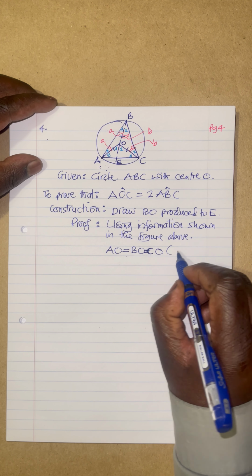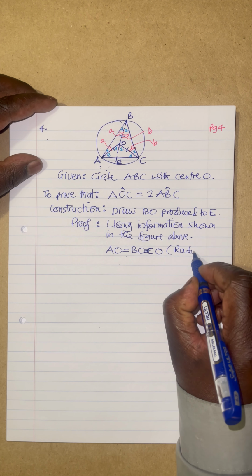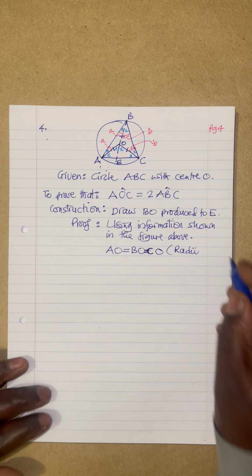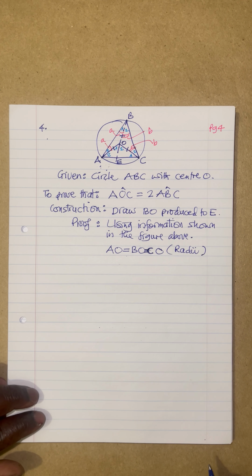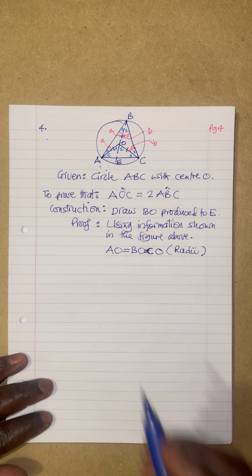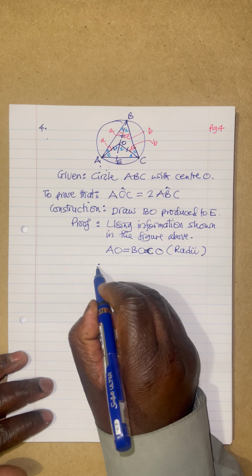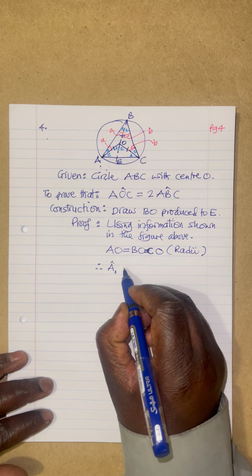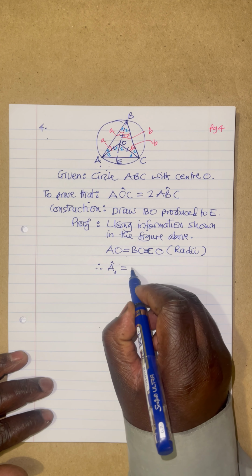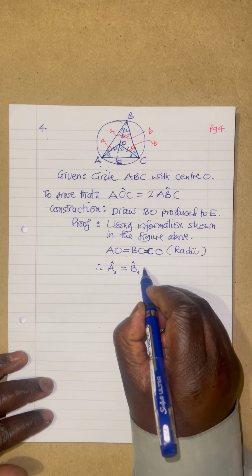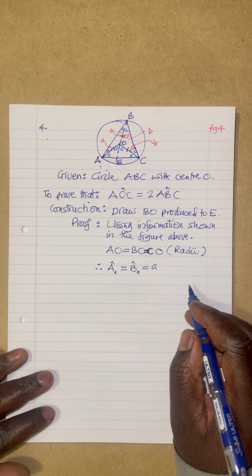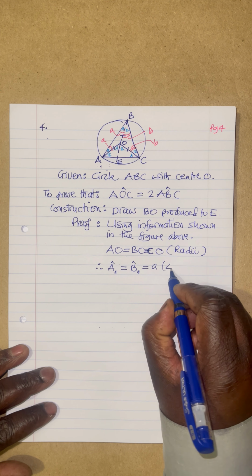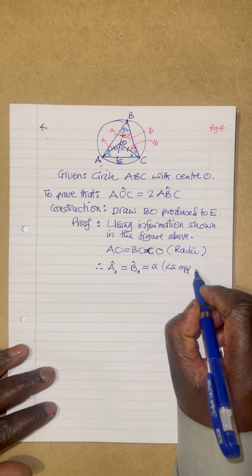Why is this the case? These are radii. And we know that we constructed that BO there, but radii is sufficient to give us a reason. What else can we say therefore? Therefore, A1 is equal to B1 equals small letter a. Why is this the case? Because these are angles opposite equal sides.